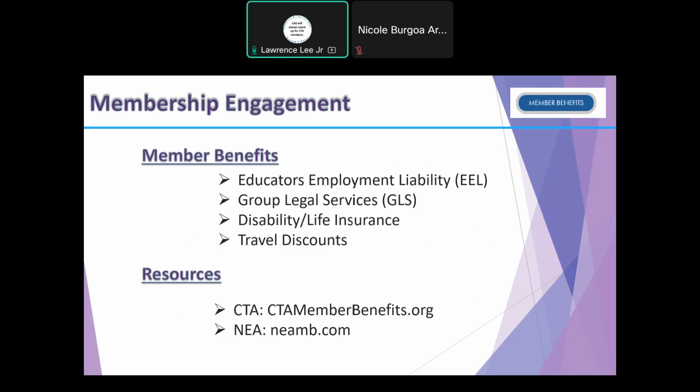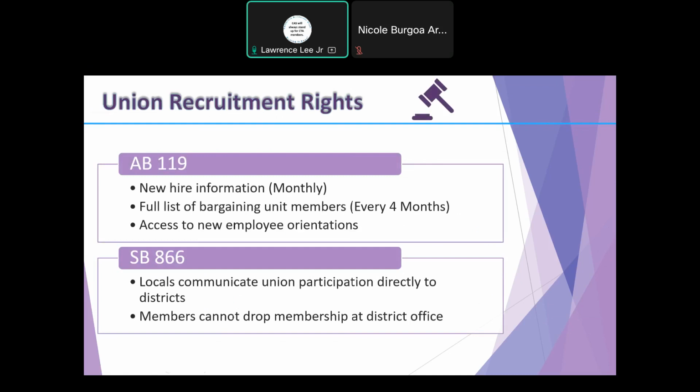To see any CTA benefit, please go to ctamemberbenefits.org, and to view any NEA benefits, go to neamb.com. Now we'll talk about union recruitment rights.